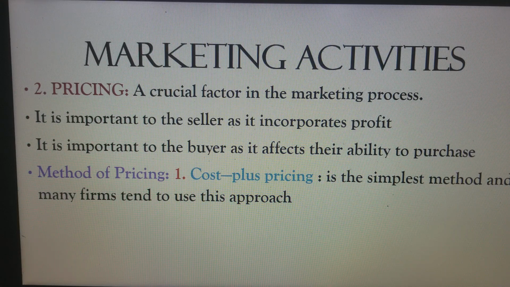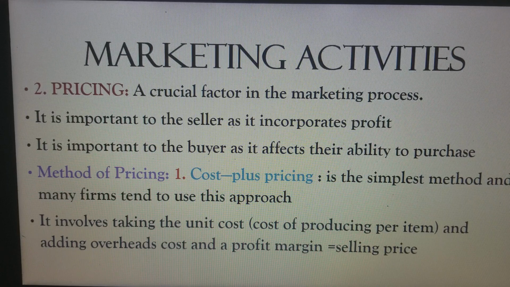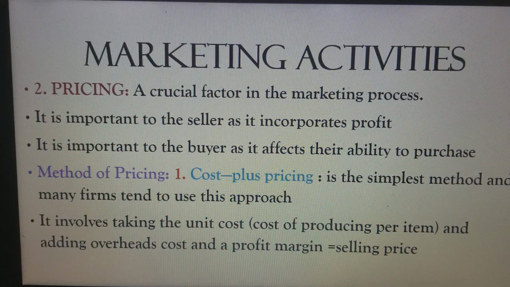The first one is called cost plus pricing. Cost plus pricing is the simplest method. Yes, that means most businesses use this method, and many firms tend to use this approach. What is it about? It involves taking the unit cost, or the cost of producing per unit, adding your overhead costs, and adding as well the profit margin you're expecting, and that will determine your selling price. So we add the production cost plus the overhead cost plus the profit margin you're expecting. Add these three costs, and that will determine the selling price.